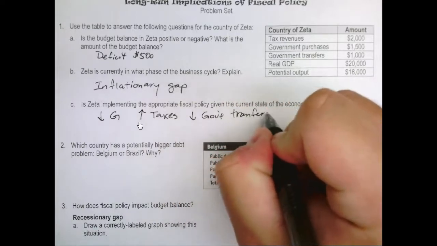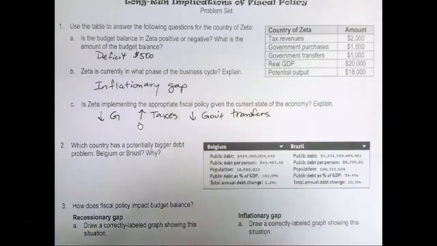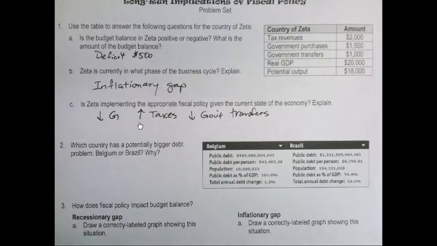Any one of those options will cause aggregate demand to shift to the left and cause real GDP to diminish until it gets to the point where it's equal to potential output.